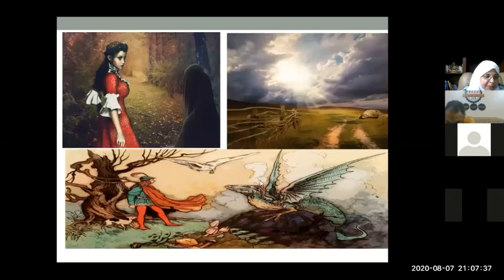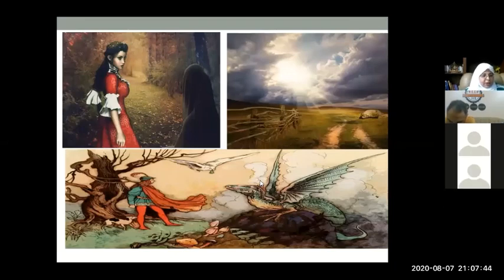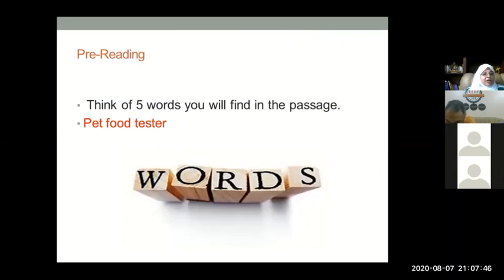Okay, another idea is, this is the title of the passage, Pet Food Tester. I want you now to write in the chat box 5 words you think you will find in the passage from this title. So this is another idea. If you don't want to use the photos, you can use this idea. So if this is the title, can you think of, or if 5 is too many, then think of 2 words, for example. You will find ugly, okay, delicious.